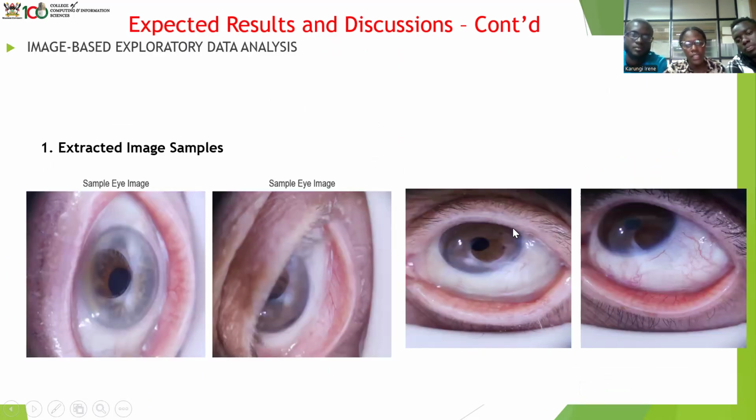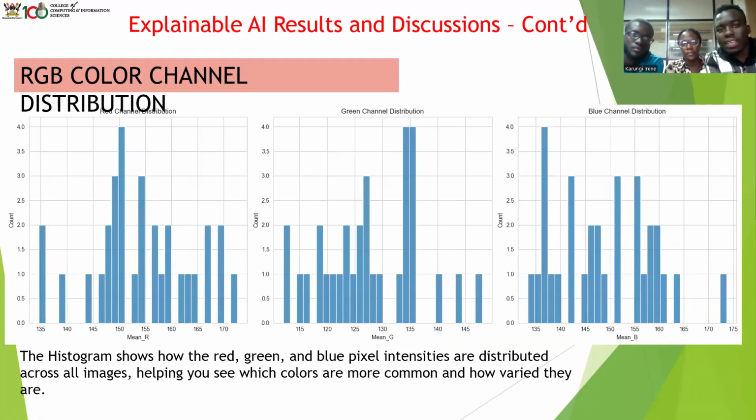So this is the eye sample that we got from our data sets. This one shows the conjunctiva is very pale, meaning the person is anemic. And this one shows there is some blood, so the person is not anemic. Now, next slide.